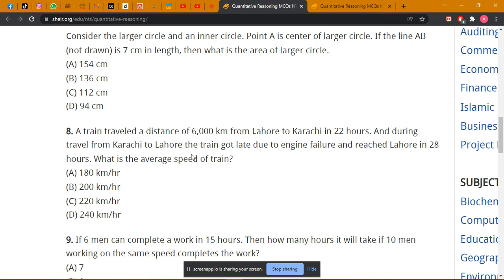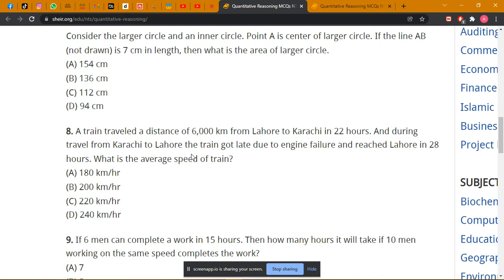Now, moving on to the next MCQ, as you can see, question number 8. A train traveled a distance of 6,000 km from Lahore to Karachi in 22 hours. And during travel from Karachi to Lahore, the train got late due to engine failure and reached Lahore in 28 hours. What is the average speed of the train? Here you have to apply only the simple formula of average speed.